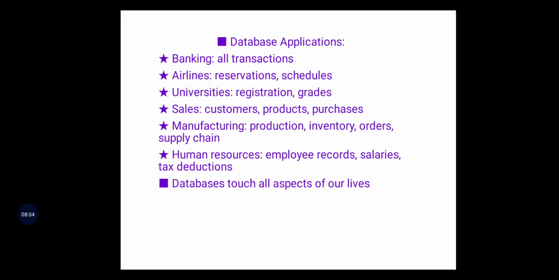Human resources: employee records, what is the salary of each employee and what is the tax deduction for each employee is done by the clerk or any person through the database. For example, in our concern, take JJ College: the regular staff and non-teaching staff, how salaries are provided to individual persons, and how to calculate the tax are done through human resources. So databases touch all aspects of our lives.